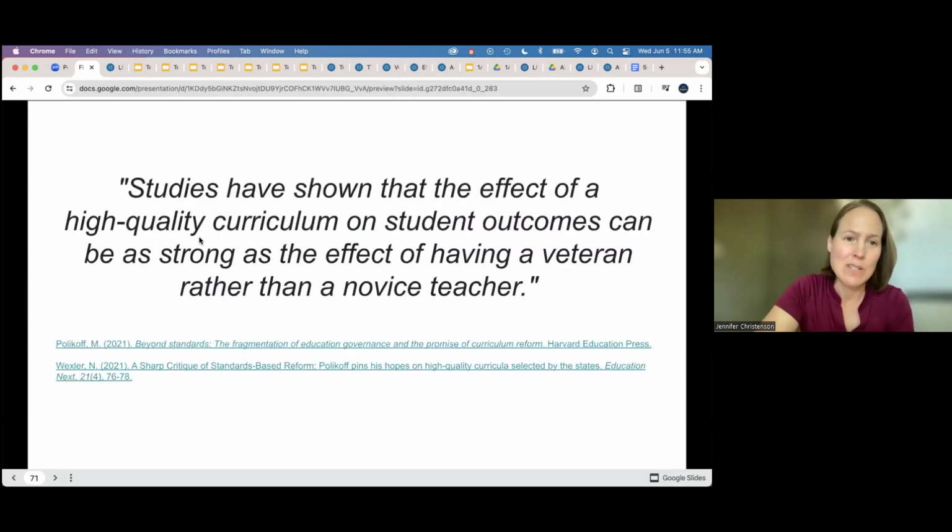Here's a quote about curriculum. It says, "Studies have shown that the effect of a high quality curriculum on student outcomes can be as strong as the effect of having a veteran rather than a novice teacher." Okay, so especially if you have novice teachers or volunteers in your program that don't have a lot of experience with this type of teaching, one of the best things that you can do to help them is to provide them with a high quality curriculum as a base.